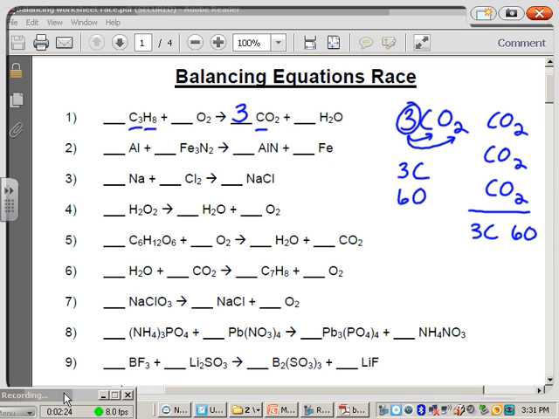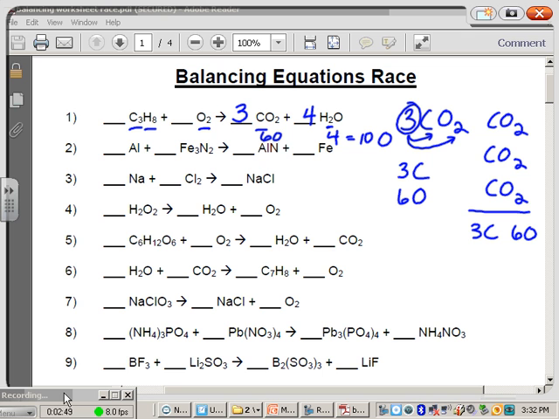I have 8 hydrogen over here. So if I put a 4 in front of the water, 4 times the subscript 2 is 8. So I have 8 hydrogens on the product side now. Now I just need to take account of my oxygens. Over here I have 3 times 2, 6 oxygens. I have 4 times 1, 4 more oxygens. So I have a total of 10 oxygen on the product side.